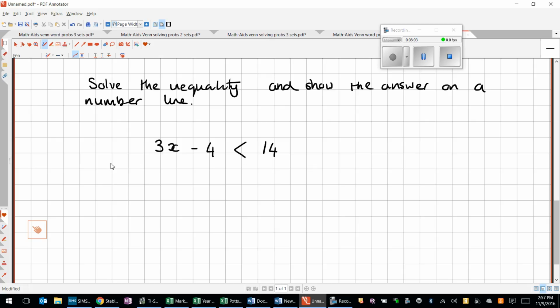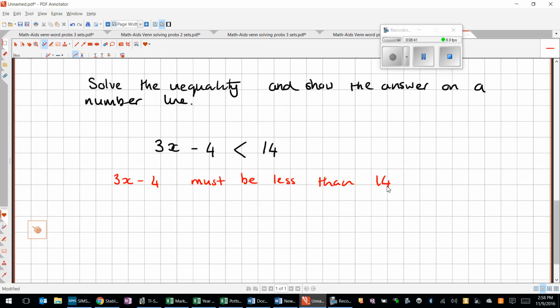So, how would I say that? So you've got the whole x is less than 5 or whatever like that. So what would this mean? That whatever 3x minus 4 is, it is less than 14. So the answer must be less than 14. So whatever x is, if I do 3 times that number and then minus 4, I must have an answer less than 14.